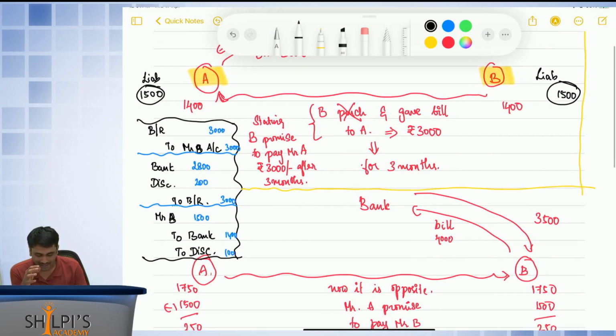So the journal entries for that would be: Bills receivable to Mr. B would be 3,000, and then Bank and Discount to Bills receivable would be 2,800, 200 and 3,000. And Mr. B to Bank and Discount would be 1,500, 1,400 and 100.